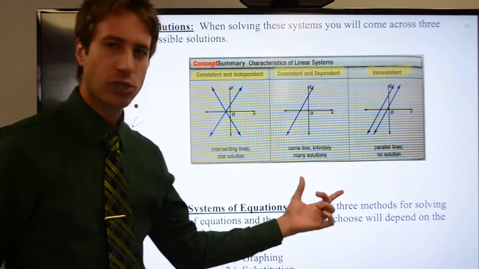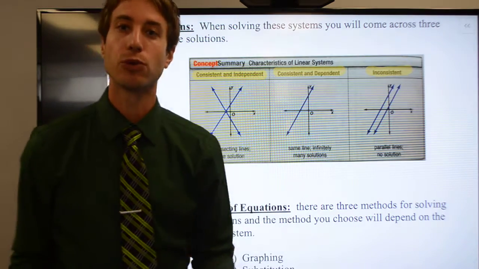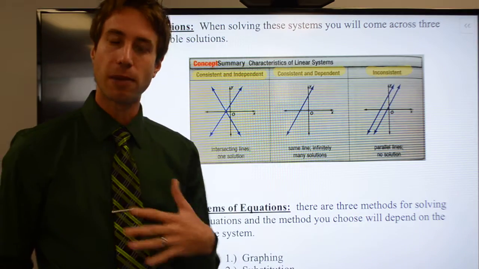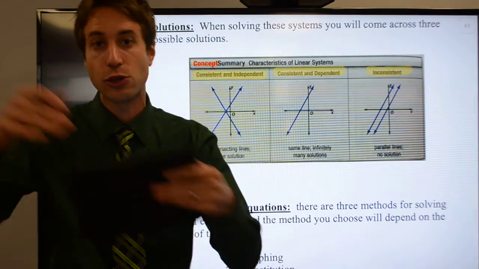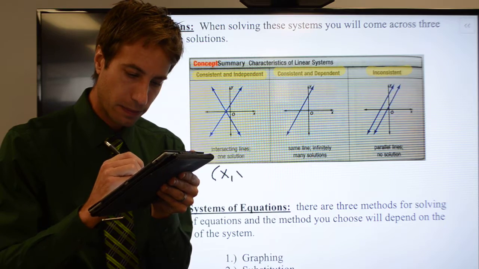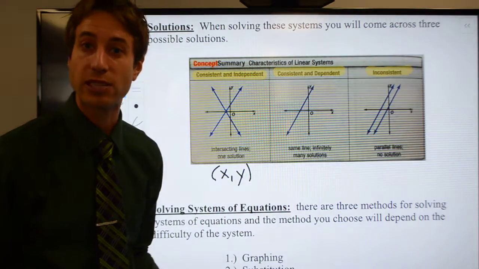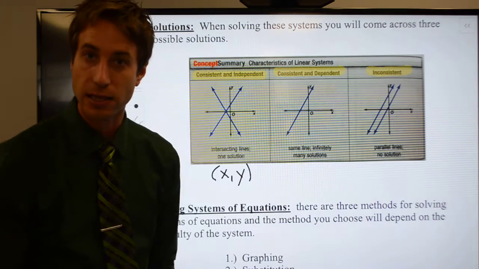But what about when we solve these guys algebraically, which we'll do in a second? Well, here's how you'll know. If you solve the system of equations and you get a value for x and you get a value for y, well, that represents your ordered pair, where this is your solution. It represents the point of intersection, and you would be consistent and independent.